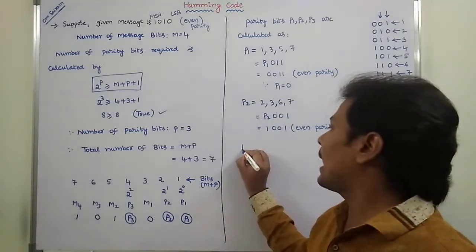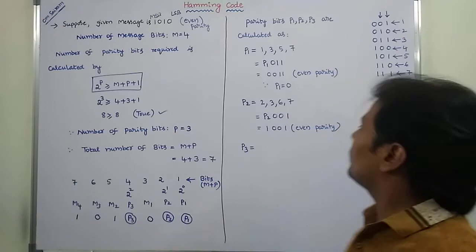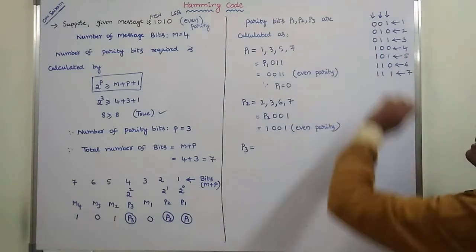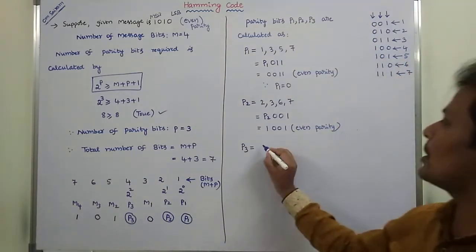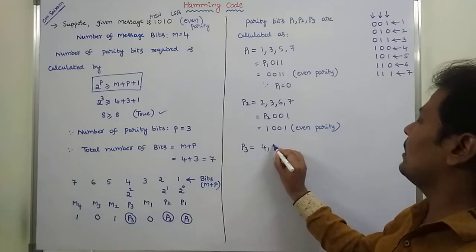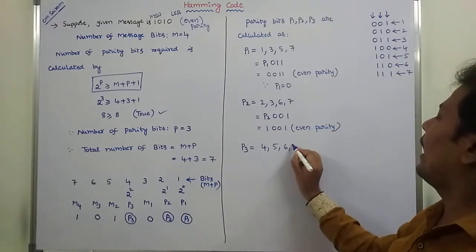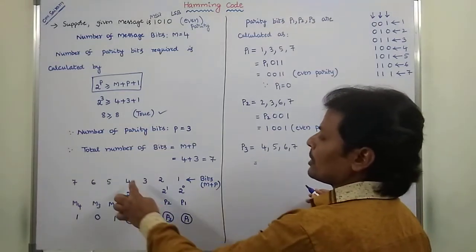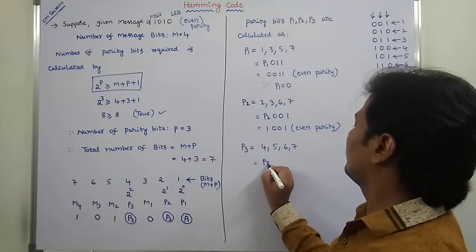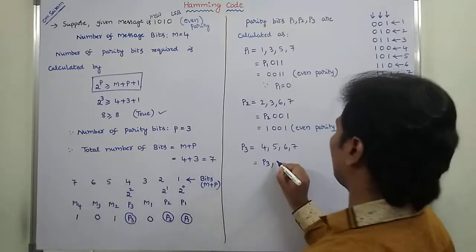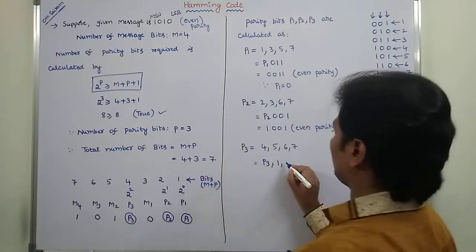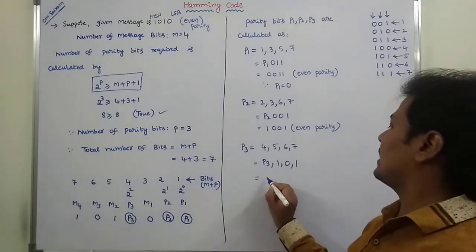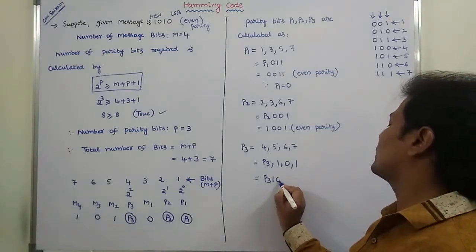Okay. Now calculating P3 value. Now consider the MSB column, where the 1 is there. 1 is there at 4th position, 5th position, 6th position and 7th position. At 4th position, here P3 is there. In the 5th position, 1 is there. In the 6th position, 0 is there. In the 7th position, 1 is there. So that is P3 1 0 1.